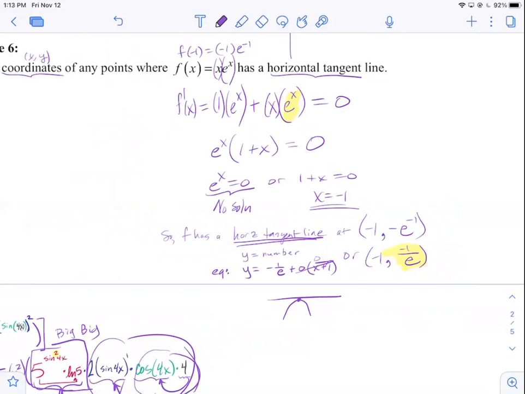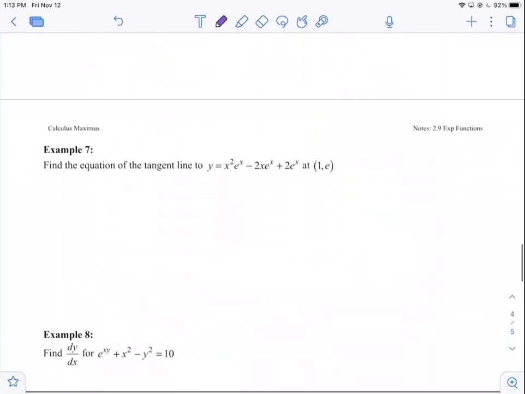And truth be told, you see e to the x probably 99% of the time on the AP exam, but every once in a while they'll throw a 2 to the x at you just to make sure you remember to multiply by the natural log of 2 or something. Okay. All right. Letter 7.